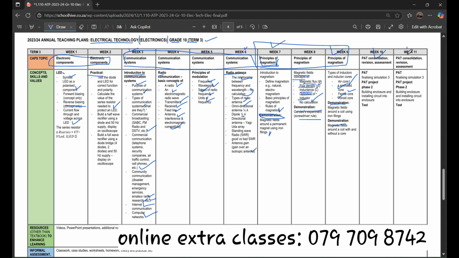Week 10 and week 11, we speak about the PTA consolidation, revision, and assessment. So here is the PTA of the Finalizing Simulation 3 PET project phase 2, which is literally the revision of everything that you have learned in Electrical Technology: Electronics, Grade 10, Term 3.